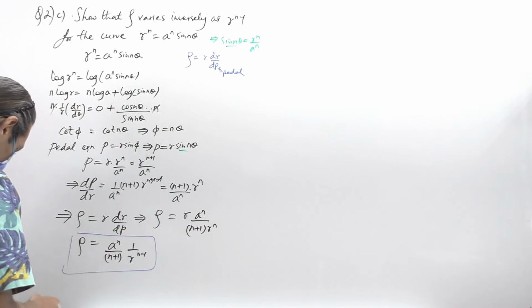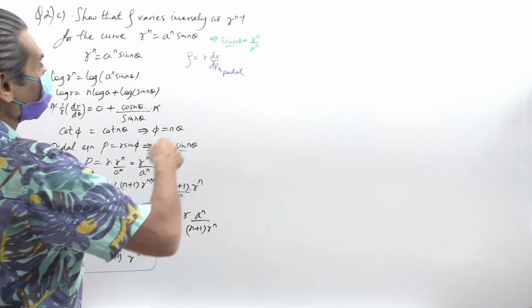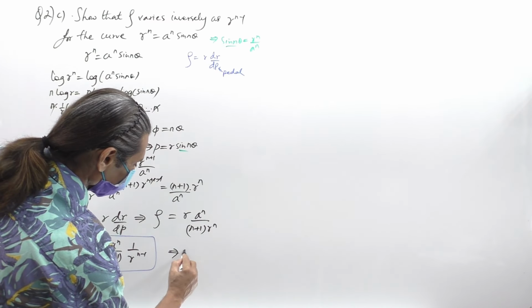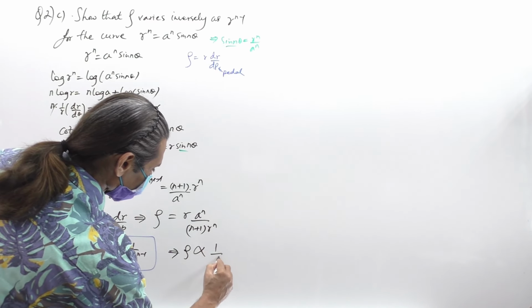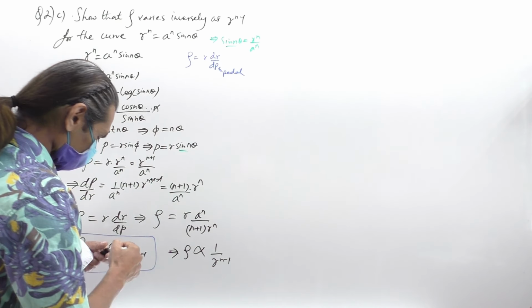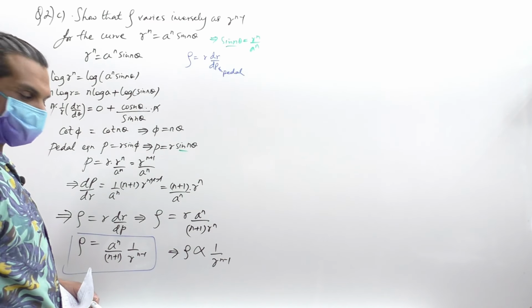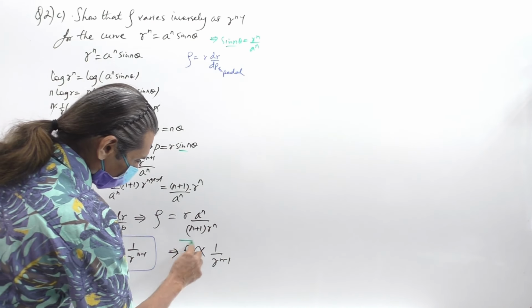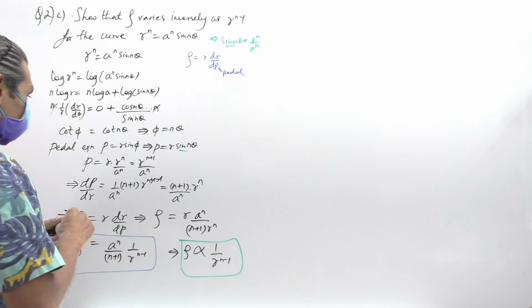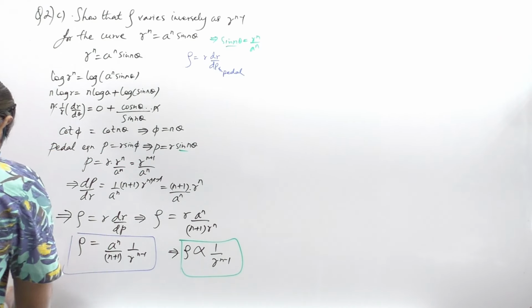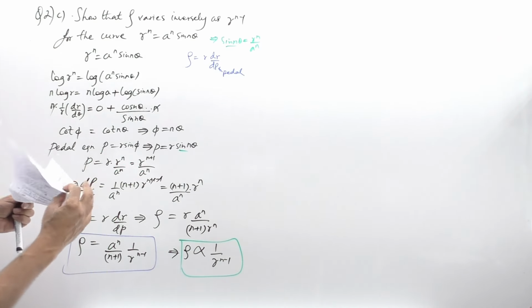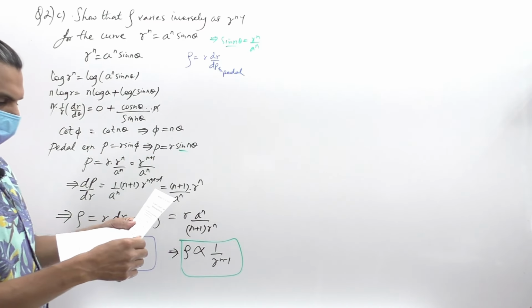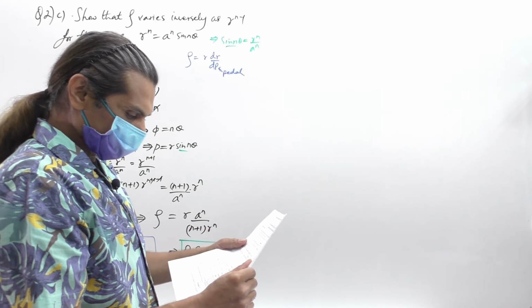Okay, therefore we can write simply, therefore that implies rho where is inversely as 1 by r to the n minus 1. That's the solution. Done. So I hope you clearly understood it. So rho where is inversely as 1 by r to the n. So now we are done with question number 2c.